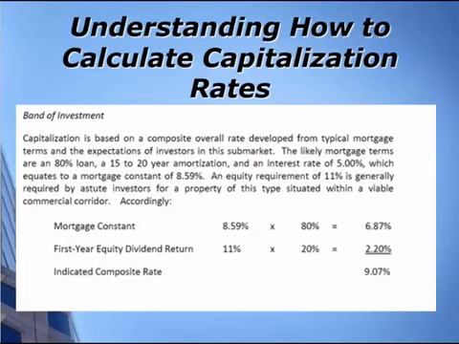A 20-year amortization is less risky than a 30-year amortization. That's going to impact the mortgage constant. So, do you see how these numbers all tie in and how they all come together and fit?